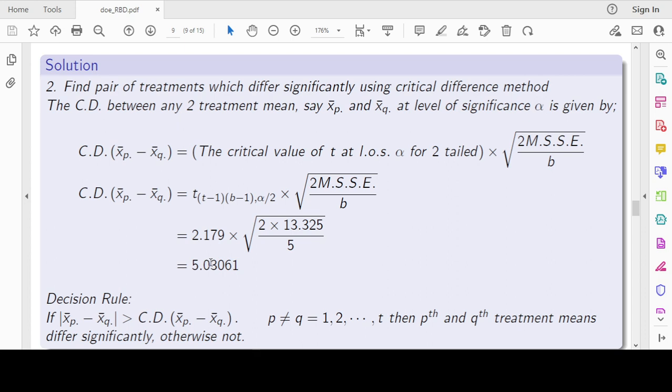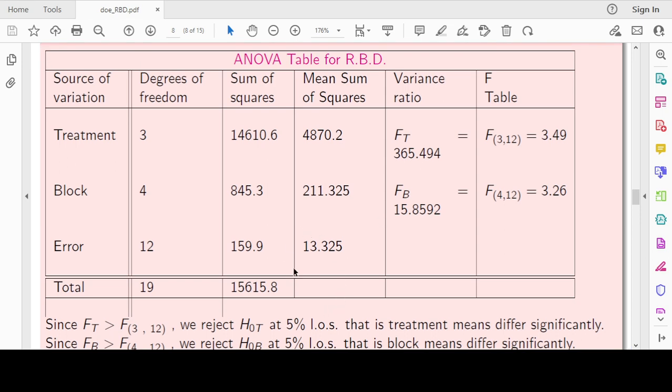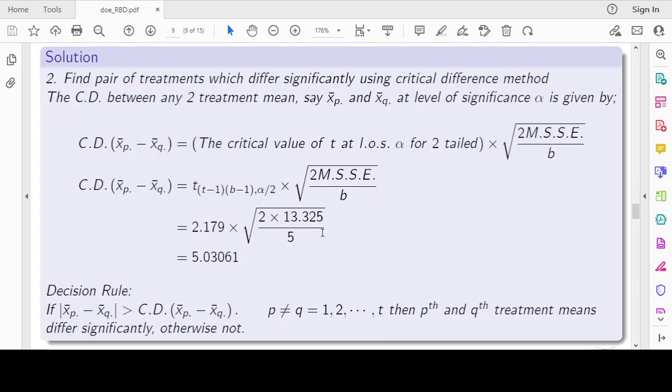We see this value is 2.179, multiplied by the square root of 2 into 13.325. This is the mean sum of square due to error, divided by the number of blocks, that is, 5 blocks here. So after simplifying, we have this final value as 5.30061. So this is the CD we have.